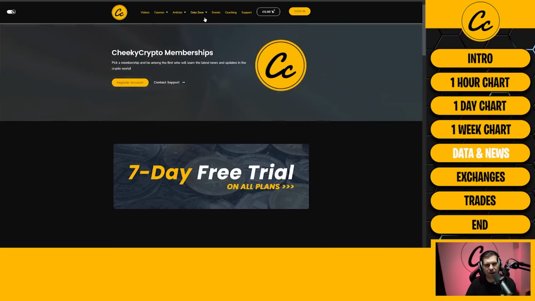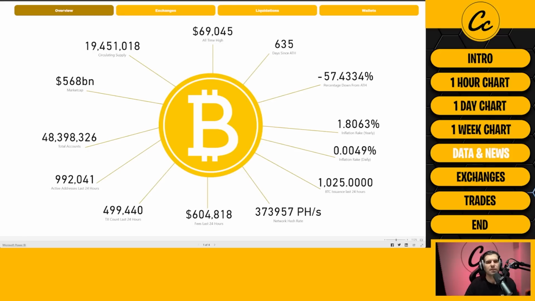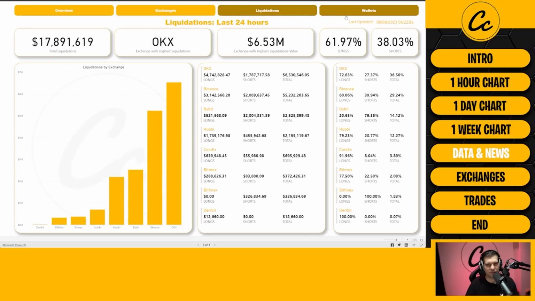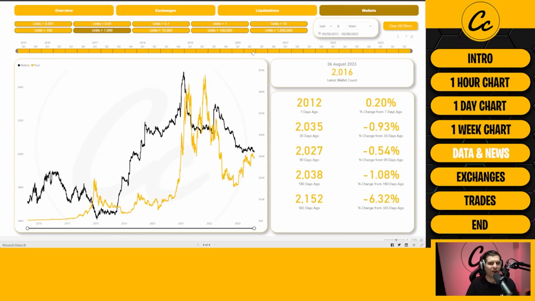And the reason I bring this up, guys, is obviously there's a data zone that once you're a member you can get access to, and there's Bitcoin data right in here. So what I'm going to do is load up the Bitcoin data. This is the area where you'd see an overview of Bitcoin, you'd see the inflows and outflows of BTC, you'd see the liquidations, the wallet counts, whether whales are selling, for example, and all that kind of stuff.